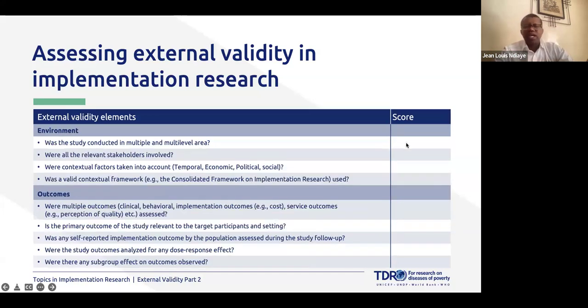And this is a score, you can score it. For example, if the study is conducted in a multiple or multi-level area, you can score 1. And if it's not, you score 0, etc. For each question, you can score 1 or 0 to see how you can assess the external validity.